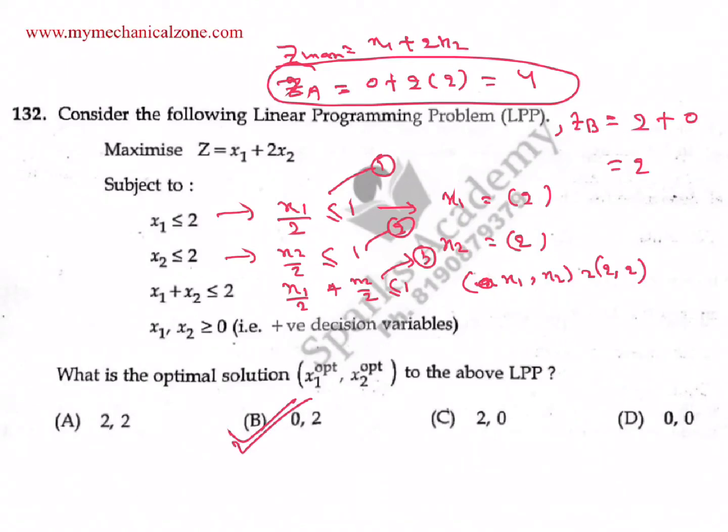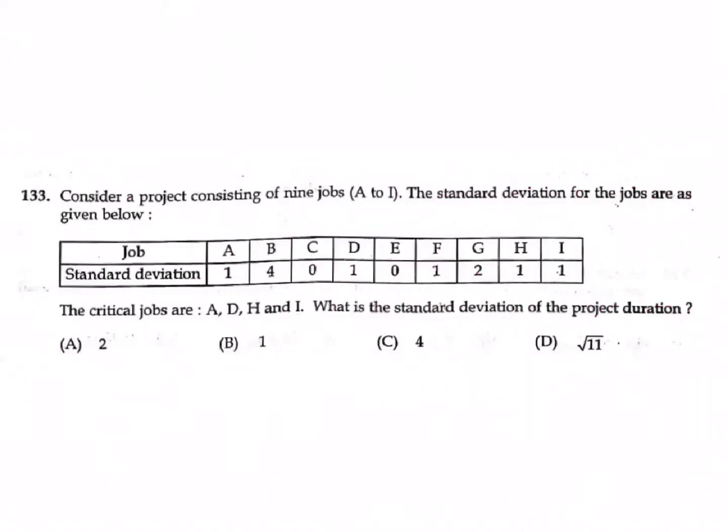Question is, consider a project consisting of 9 jobs A to I. The standard deviation for the jobs are given below. Critical jobs are A, D, H and I. What is the standard deviation of the project duration? Project duration is your critical path. So its standard deviation we have to calculate.